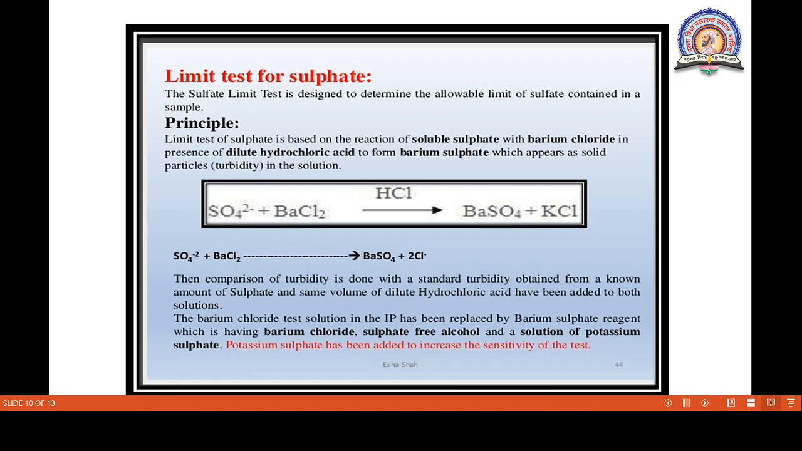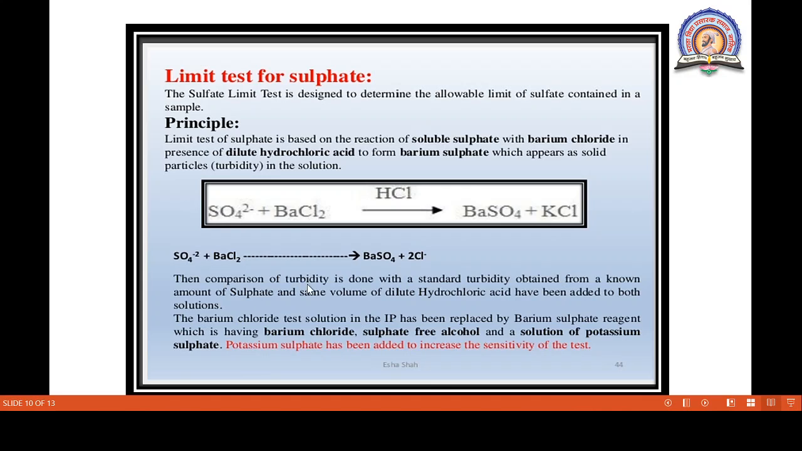whereas silver nitrate is used in the chloride test. In the presence of dilute hydrochloric acid, it forms barium sulfate, which appears as solid particles, that is turbidity in the solution. So here this is a soluble sulfate, then this one is the barium chloride. In presence of HCl, they form barium sulfate. It is a solid and it shows turbidity in the solution. Okay, so this reaction happens.